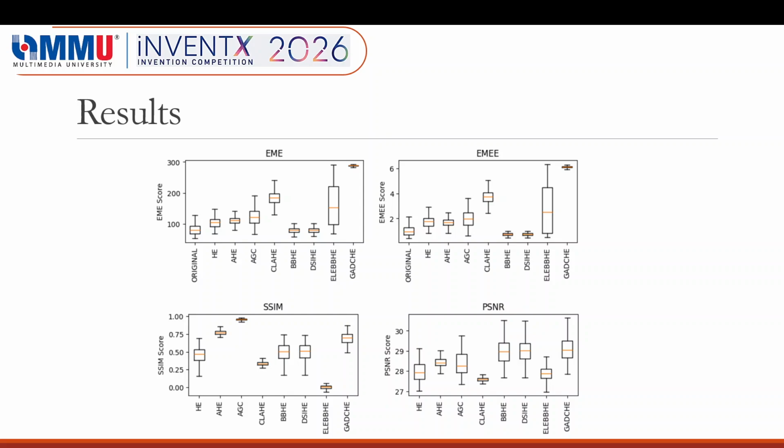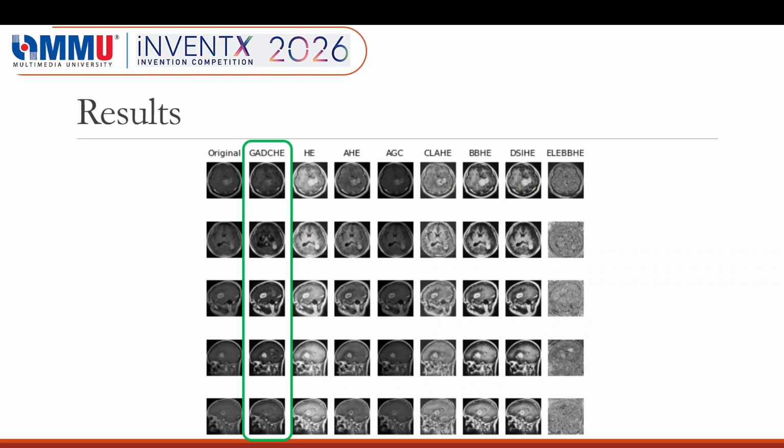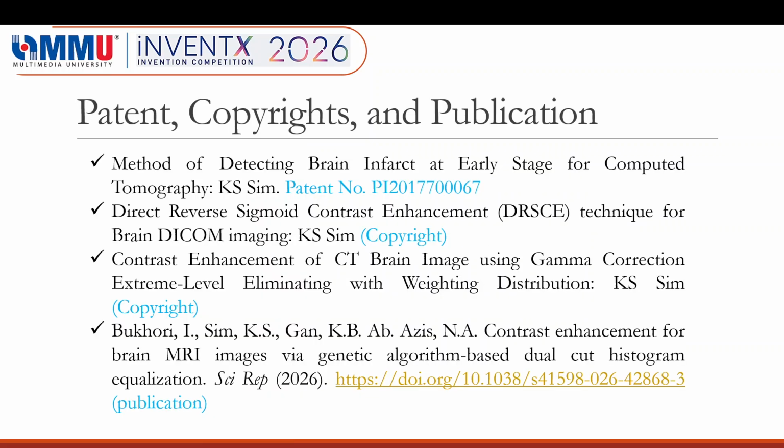And here are the results where we actually implement our technique against many other contrast enhancement techniques on several hundreds of images. Here, the top row of the figure represents the contrast entropy, and the bottom one represents the quality of the image. As you can see, the contrast entropy for our method is much higher than the others, but the image quality, even though it's not as high as some of these approaches, can still compete with them. And here's the visual result of our proposed approach. And here are the patent, copyrights, and publication related to this project.